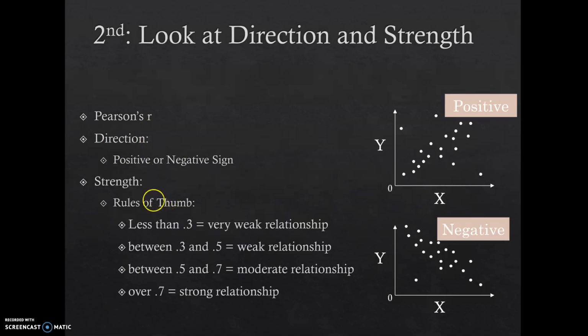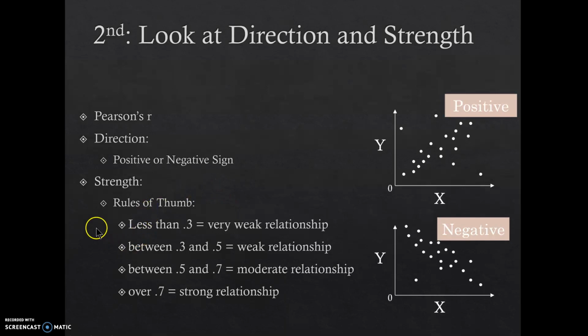You will see some examples later. Strength: Pearson's R is essentially a value. It can be positive or negative, but the absolute value is always between 0 and 1. 1 means perfectly correlated, and positive 1 means perfectly positively correlated, and negative 1 means perfectly negatively correlated. So it's always somewhere in between. 0 means there's just no relationship.